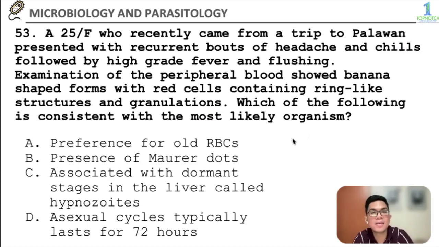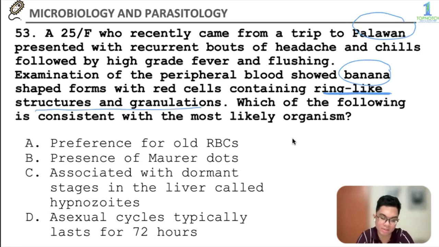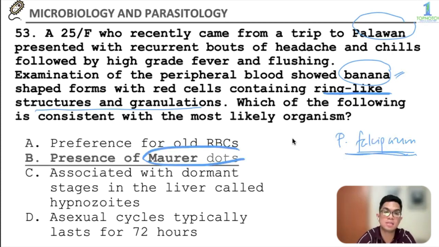Sige, next slide. 25 female from Palawan with recurrent bouts of headache, chills, fever, flushing. Blood smear showed banana-shaped ring forms with ring-like structures and granulations. So banana-shaped ring-like structures then. So banana gametocytes is seen in Plasmodium falciparum. So this is malaria basically. Okay, so sa P. falciparum, ano yung structures na nakikita mo? It's your Maurer dots. Okay?